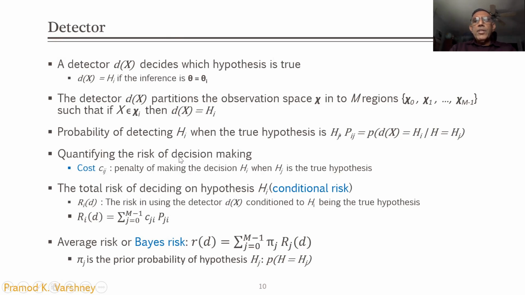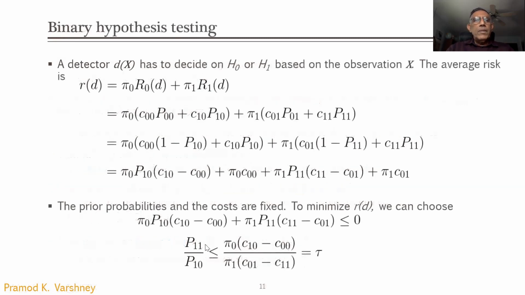The risk of decision making: meaning that H sub i is true, and we declared H sub j, then how much does it cost? Because we need to have some sort of decision making. So C sub ij represents the penalty of making the decision H sub i when H sub j was indeed the true hypothesis. And one can talk about the total risk or conditional risk and the average risk. I'll come back to it in the next slide.